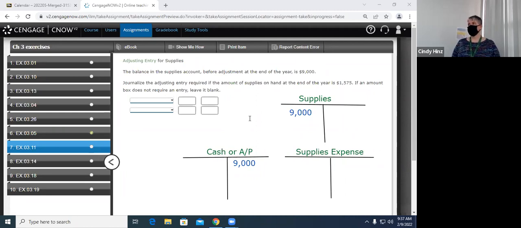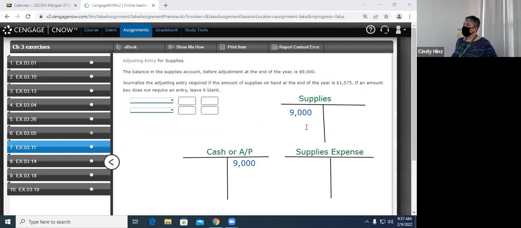Again, for this example, it doesn't matter. If this is a real transaction, we'd have to know, did we pay cash for it or did we charge it and we'll pay when they send us the bill? But for this exercise, it doesn't matter. So that's how the $9,000 in supplies got into that account.